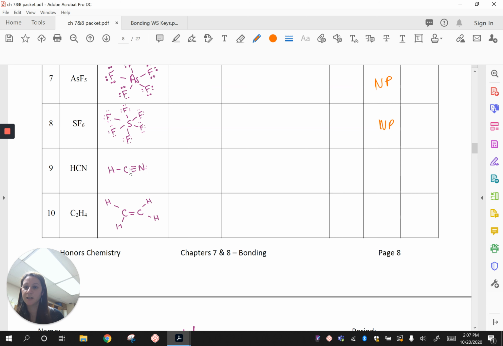Okay, HCN, center of your molecule is right here. Looks like there's a single bond H, triple bond N. Those are not the same. That is definitely polar. It is sided. They're not all the same in all directions.